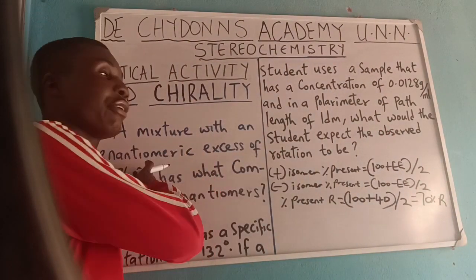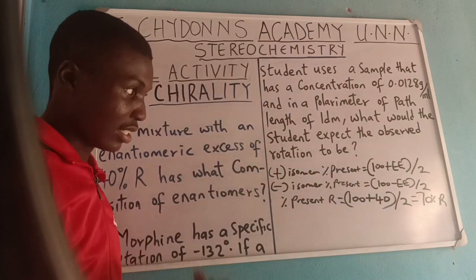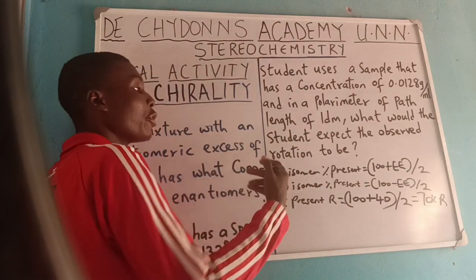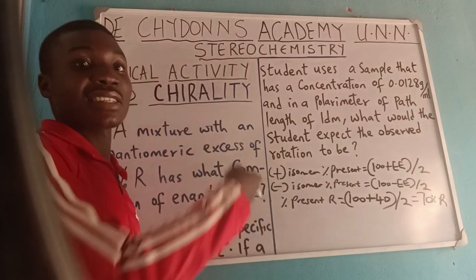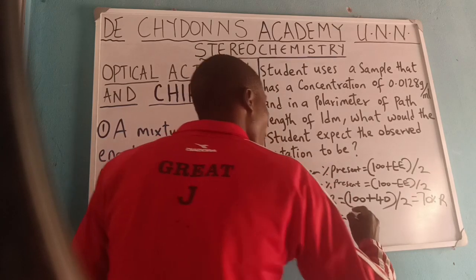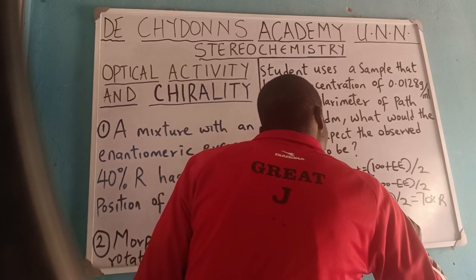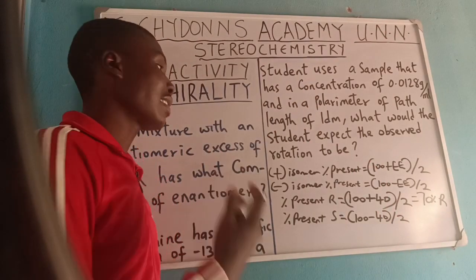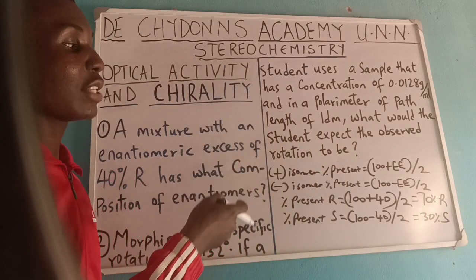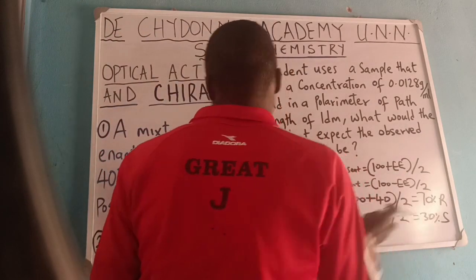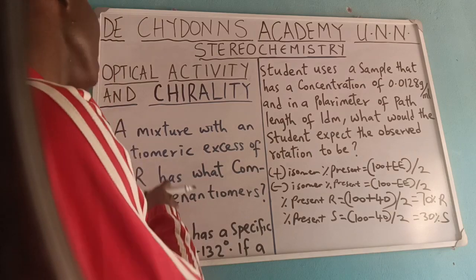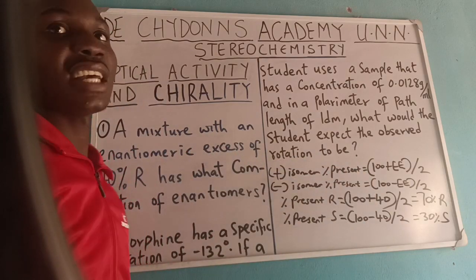Then, since we have R already, what we'll be looking for now is the amount of S present. You can decide that you want to do 100 minus 70 to get the amount of S present, or you could decide to use this formula. 100 minus 70 will give us 30, but let's use this formula so you can see that the formula indeed is working. So the percentage present of S is equal to 100 minus 40 divided by 2. 100 minus 40 is going to give you 60, and 60 divided by 2 is going to give you 30%. So you can see that any which way you decide to go, you'll still get 70% of R and 30% of S. 70 minus 30 is going to give you back the enantiomeric excess, which is 40% of R. So for question number one, the composition is 70% of R and 30% of S.